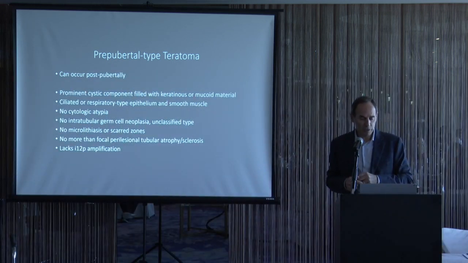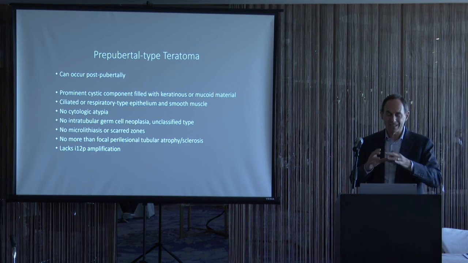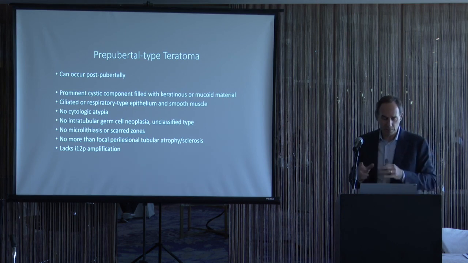So what does a pre-pubertal type teratoma look like? They're often very cystic. So you often will see multiple keratin cysts, not a single keratin cyst like an epidermoid cyst, but multiple.